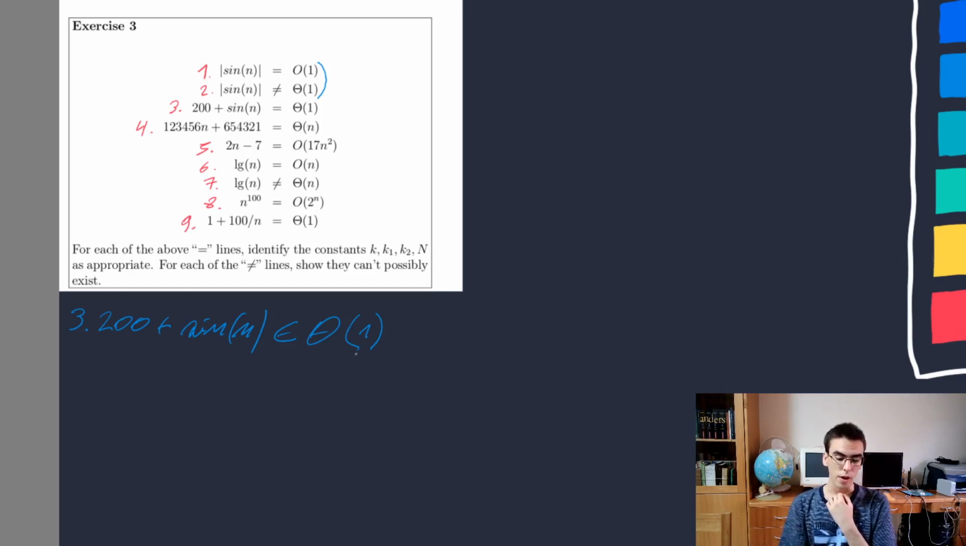You see, sine of n wasn't theta of 1, but it is theta of 1 when you add 200. And why is it in theta of 1 when you add 200? Because now sine is going to start at 200, and so it will oscillate between 200 and 201. You see, now you can find the constant C for which you have the omega 1 complexity. So it is now in omega 1, in theta, in big theta 1.